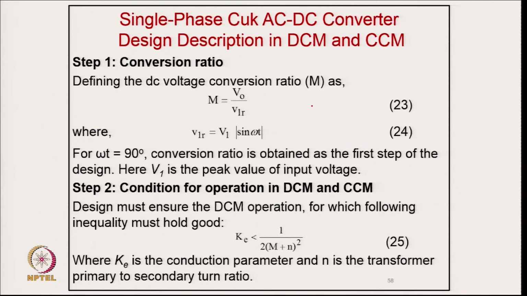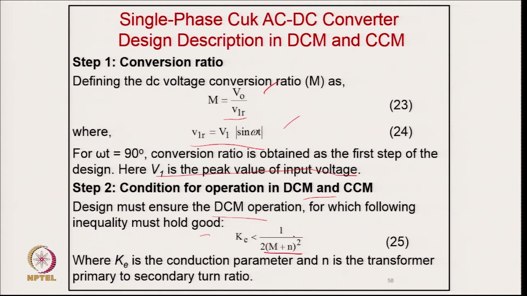So, coming to now the design description, typically the conversion ratio, that is input output conversion ratio, and you can call it this is the rectified voltage. So, when omega t is 90 degree, the conversion ratio is obtained as a first step, and here V1 is the peak voltage of input, and second is the condition for operation in DCM or CCM. So, to design we must ensure DCM operation for which the following relation holds good.